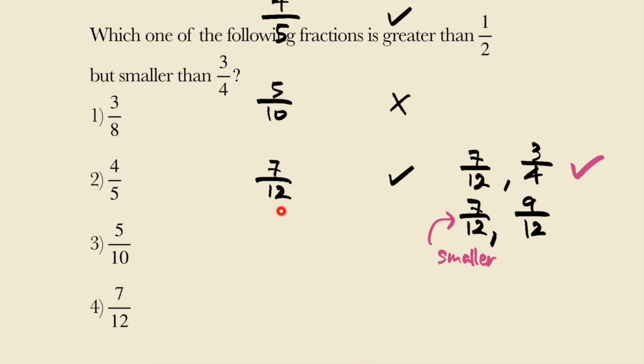Okay, so seeing how 7 over 12 passed the first requirement, let's see if it satisfies the second requirement. Let's compare 7 over 12 to 3/4. Well, we can't because neither the numerators nor the denominators are the same. Alright, let's turn this to 12 as the denominator. Oh, looky here. 7 over 12 is smaller than 3/4, or smaller than 9 over 12. So what that tells us is this satisfies both rules. So the answer therefore is option 4.